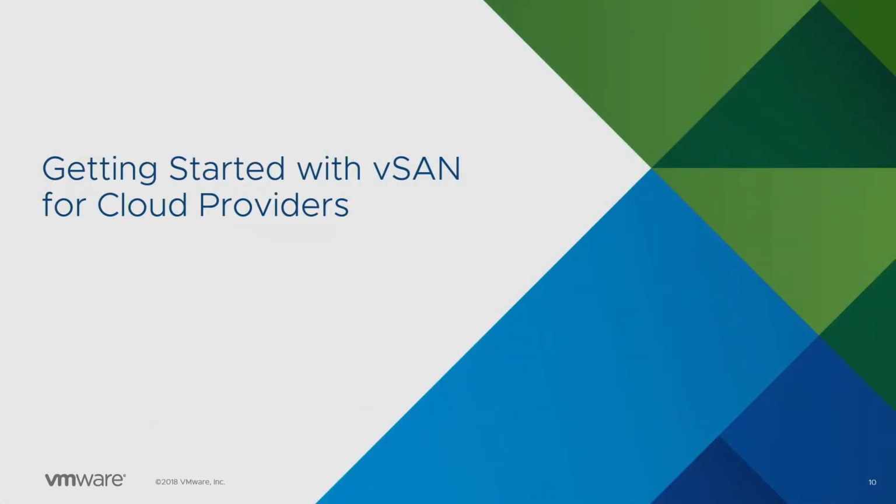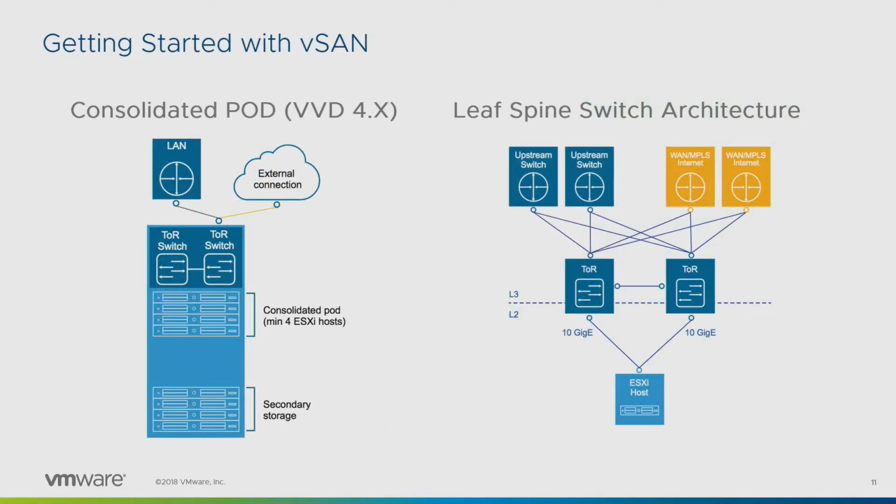All right, so now let's get into some real stuff here. How to get started. For those of you familiar with VVDs, there's VVD 4.x. I'll say .x because when this slide was built we were on 4.1, but we could be higher than that. You might have seen the consolidated pod architecture. What that means is you can start off with four hosts. We're talking service provider here, not the absolute bare minimum. What should you start with? Four hosts should be the minimum, right?